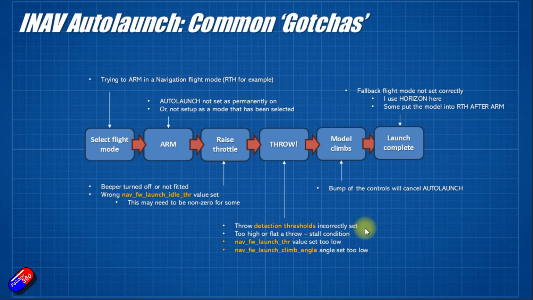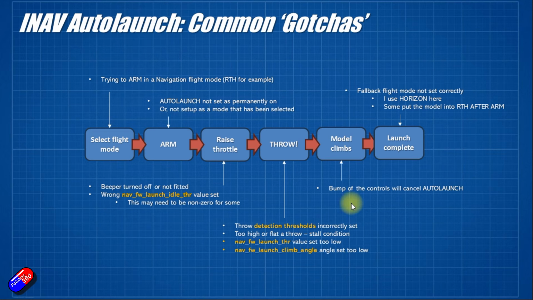Again, launch throttle needs to be set at a value that's going to be high enough to have the thrust to enable it to climb cleanly, and the climb angle needs to be set so that it will have its nose up in the air. Don't set it too low, or what you might find is the launch is actually just going to fly straight and level and potentially hit the trees in the corner of the field.